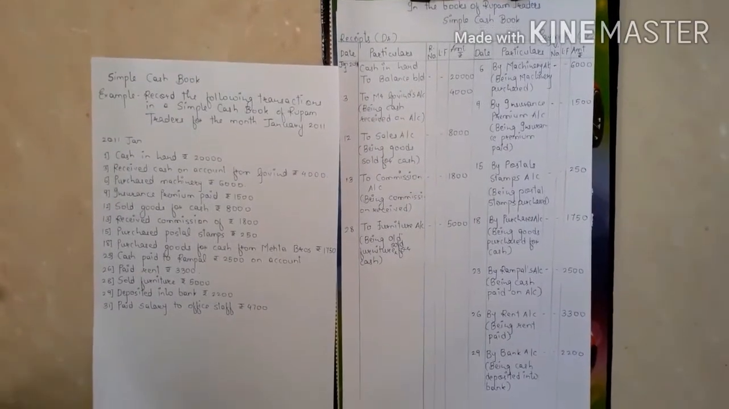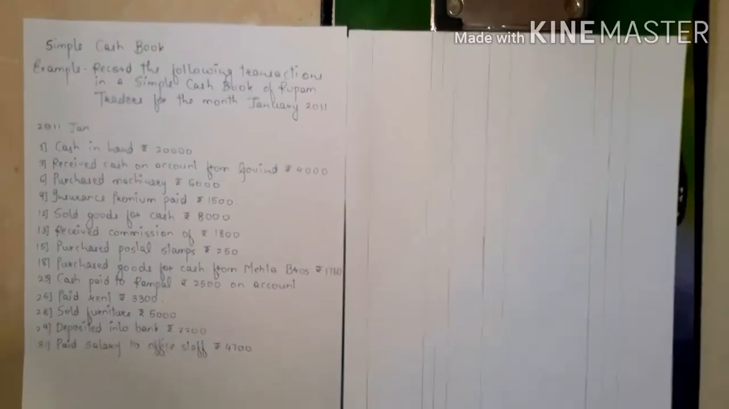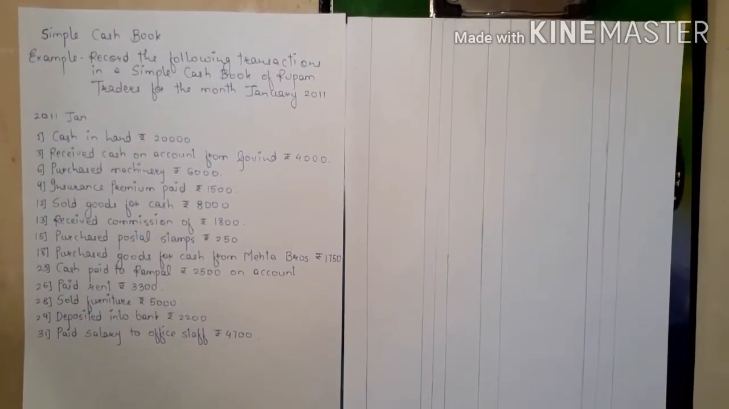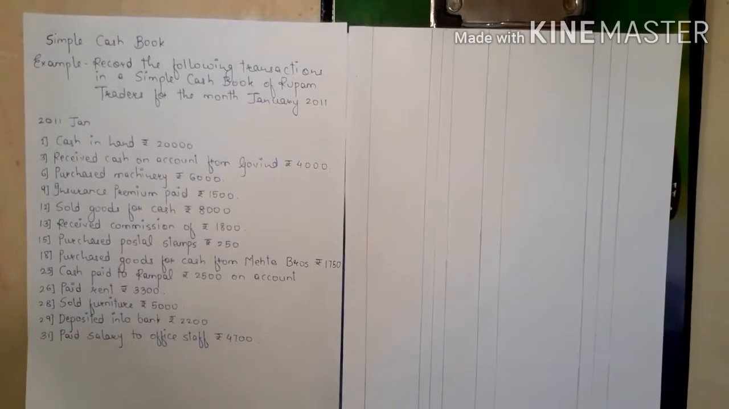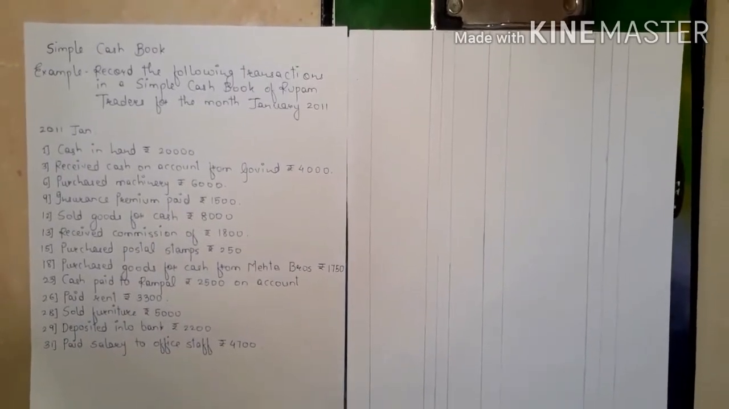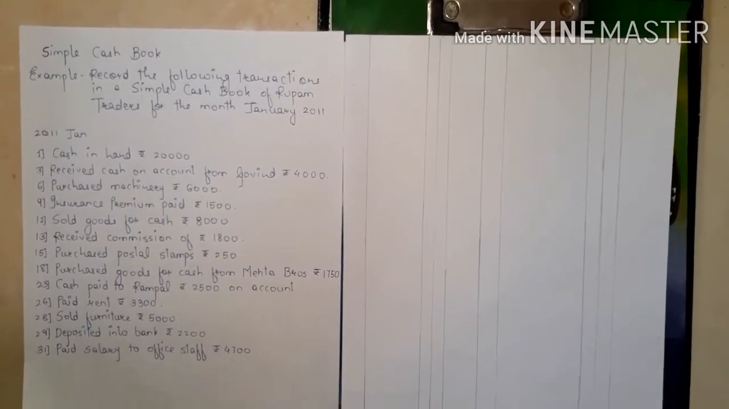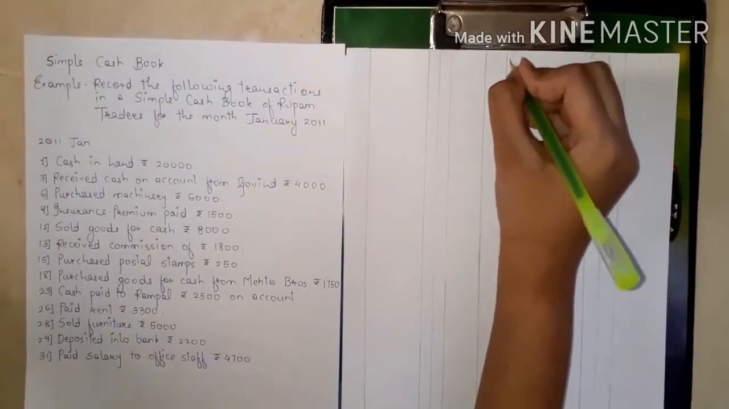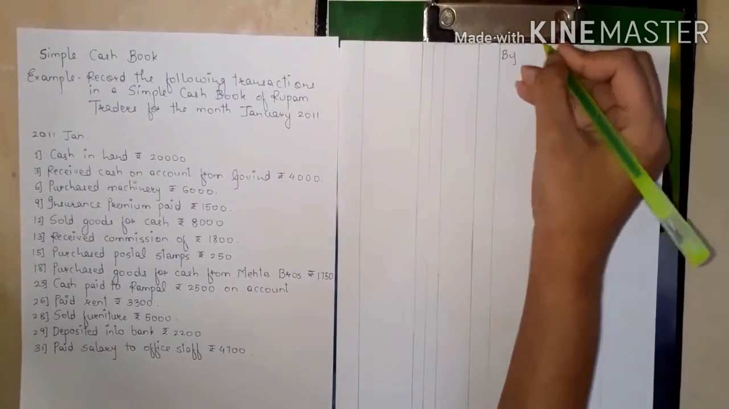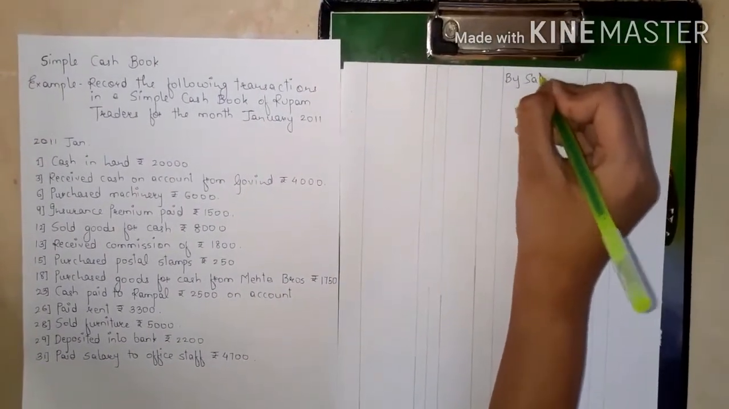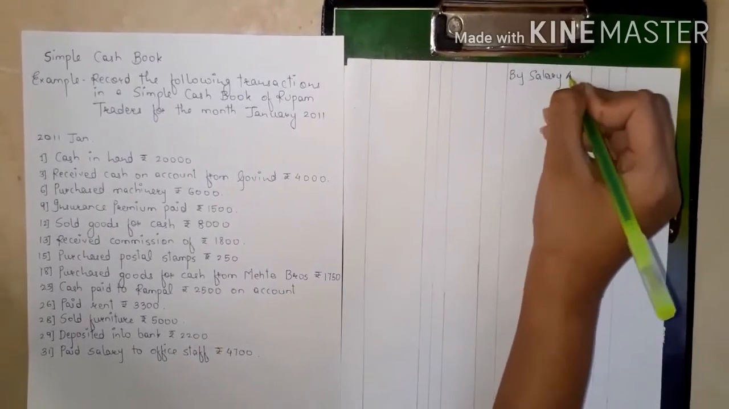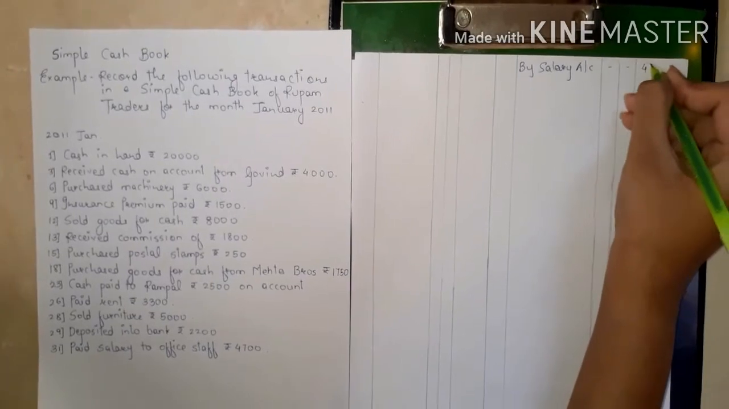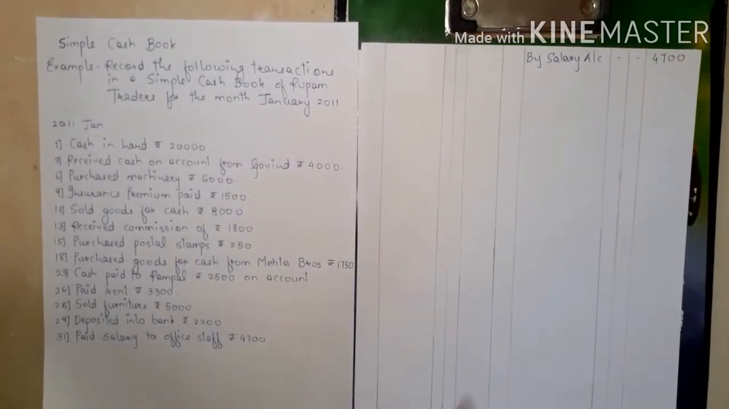So this is how the narration will appear. Last transaction on 31st Jan, paid salary to office staff rupees 4,700. Clearly it is given in the transaction that we are paying salary to office staff, so this will appear on the payment side. So we will write here by salary account, because we are paying salary to office staff, so salary account will be reflected. Amount rupees 4,700.